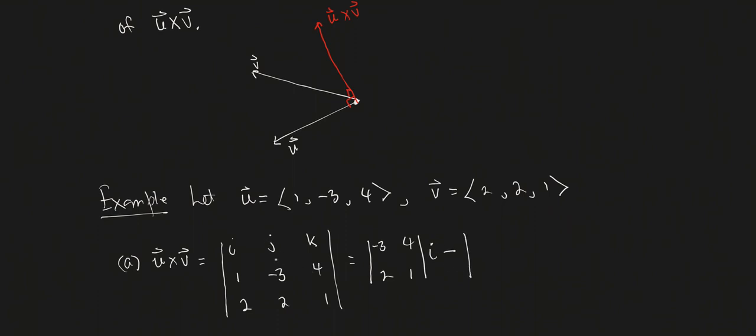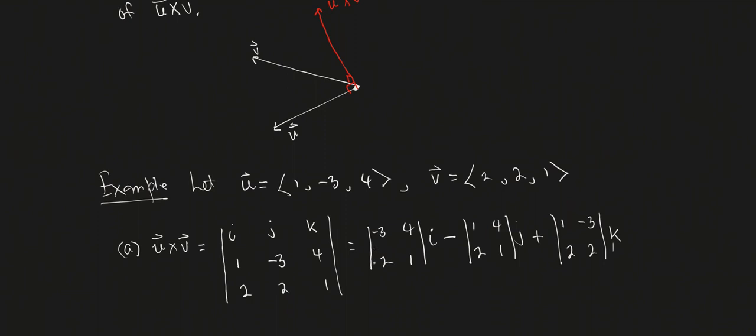And then for the column with the j, when I remove that column and the first row, I'm left with 1, 4, 2, 1. Then I have my j there, and then plus, and then finally the column with the k, remove that column and that row, and I'm left with 1, -3, 2, 2. And then that multiplies the unit vector k. And again, remember, we are getting a vector for our answer.